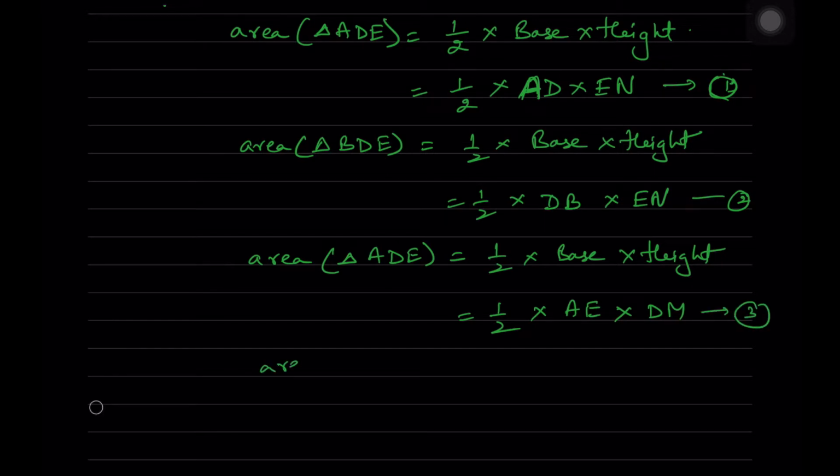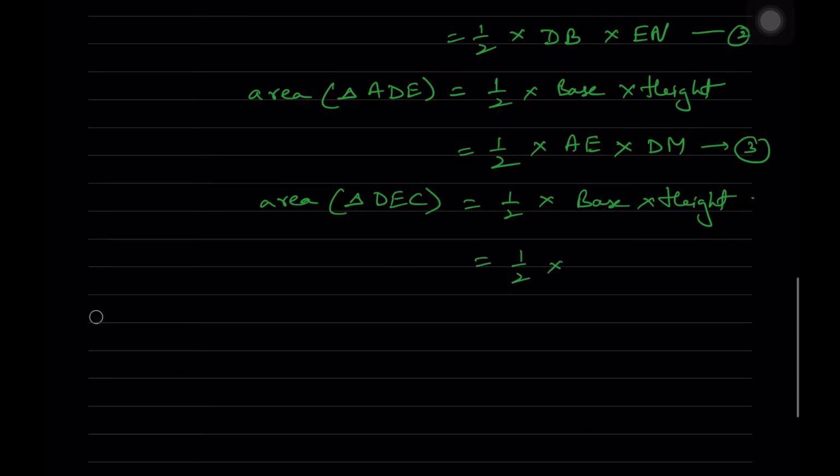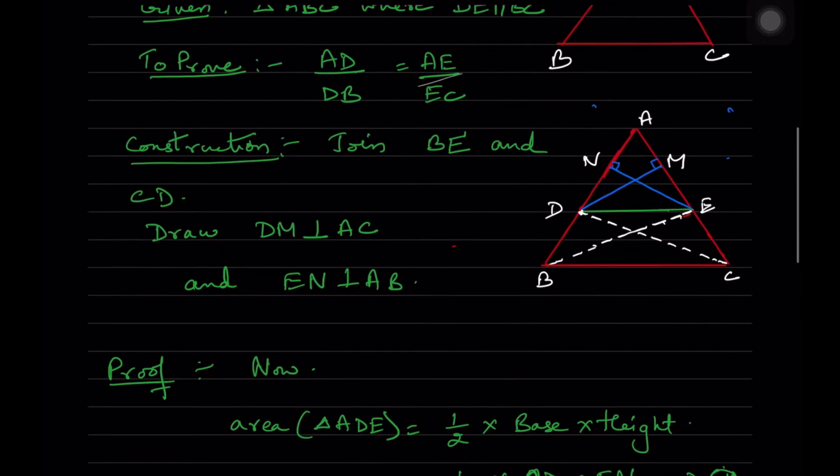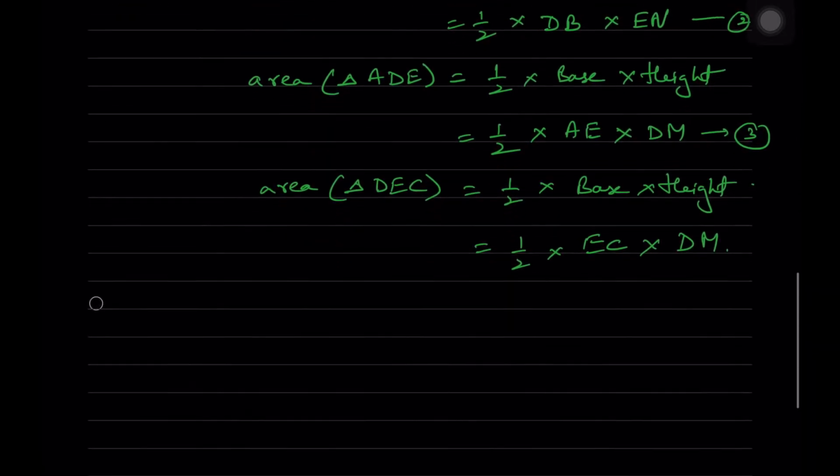Now next we have area of triangle DEC, which is equal to half into base into height, which is half into EC into DM, because here it is forming a right angle triangle. So for triangle DEC, EC is the base and the perpendicular is DM. We take this as the fourth equation. So we now have four equations in total.